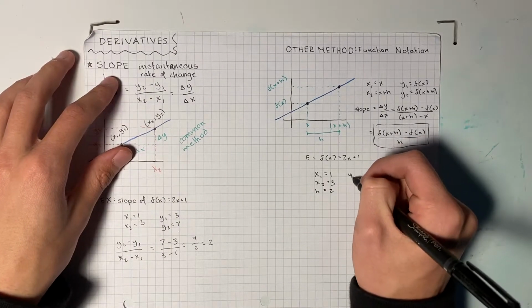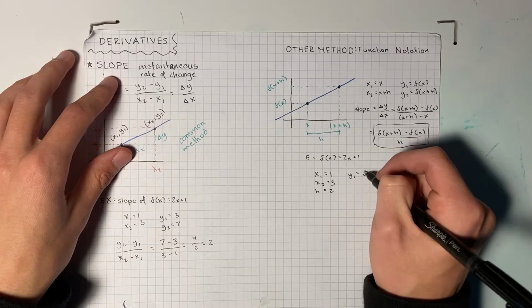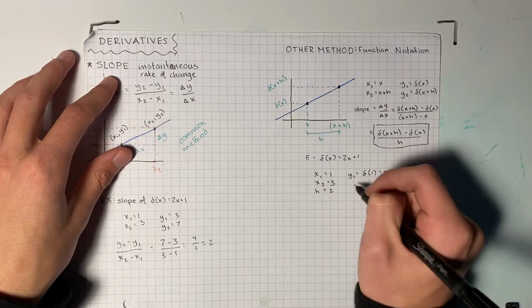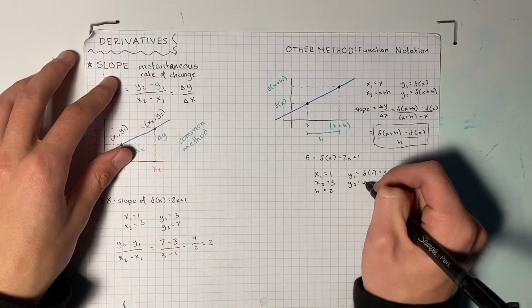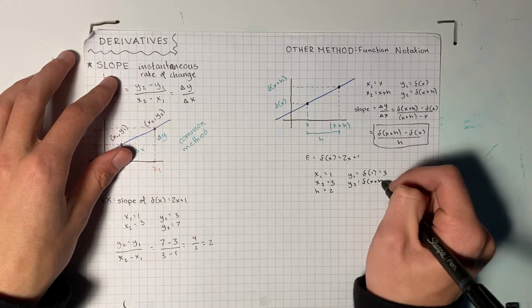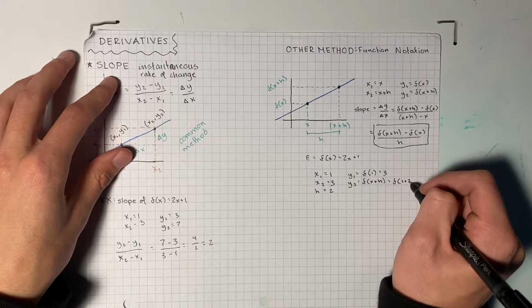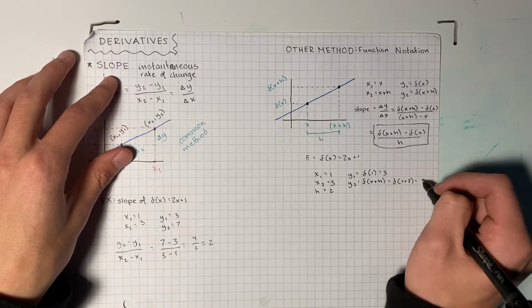And then for this one, our y1 is just simply f of x, so just f of 1, which is just equal to 3. And our y2 is equal to f of x plus h, so that's equal to f of 1 plus 2, which is equal to 7.